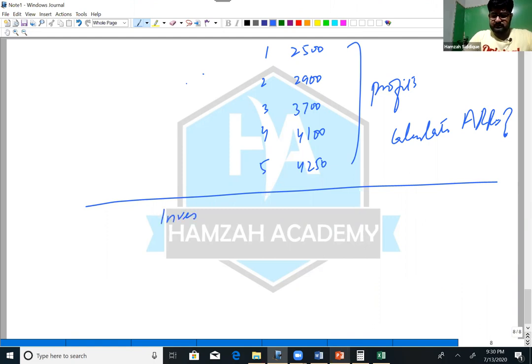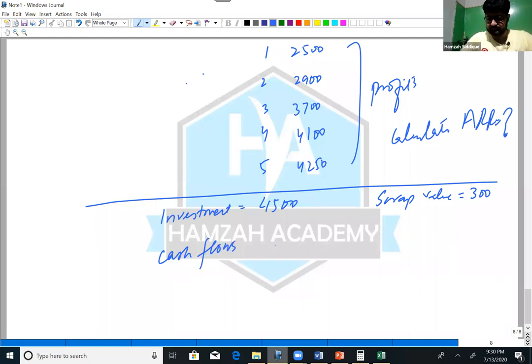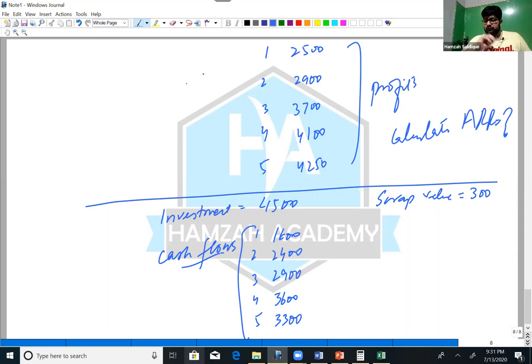Investment is 4,500 and scrap value is 300. Cash flows are as follows: years 1, 2, 3, 4, and 5: 1600, 2400, 2900, 3600, and 3300. These are the cash flows. Cash flows, remember, not profits. We need profit.